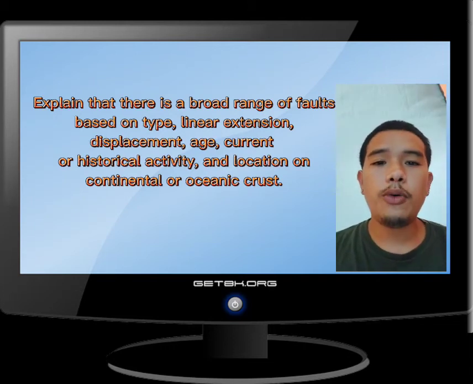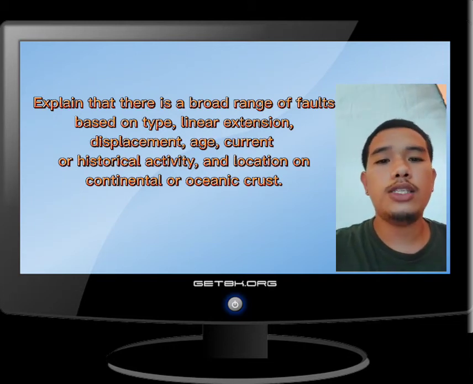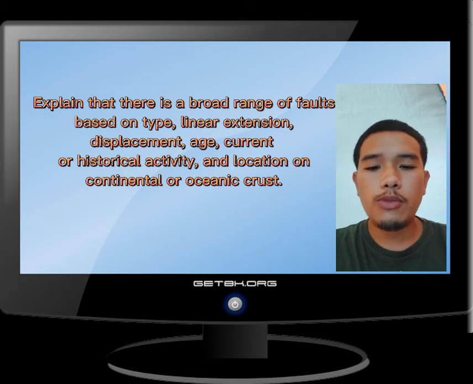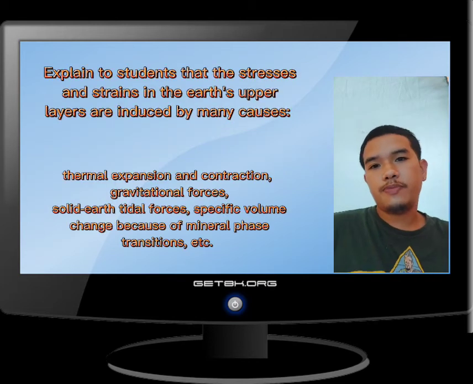An example of a non-plate boundary fault is the subduction zone, because a subduction zone is not a type of plate boundary. Let's proceed to another question.